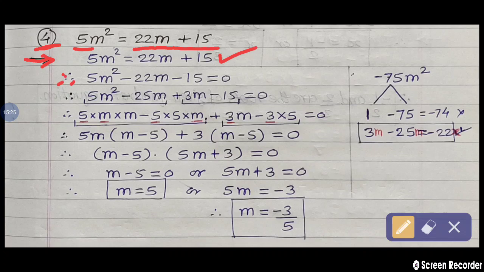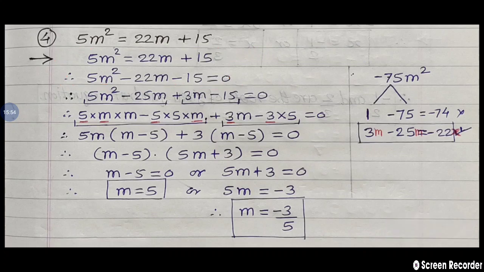First term is a square term, so 5m square. The 22m is on the right hand side of the equal to sign. Take it to the left hand side, then minus 22m. Plus 15 also taken to the left hand side, so change the sign: plus 15 changes to minus 15. Nothing on the right hand side, that is equal to 0. So we have converted the given quadratic equation into standard form.